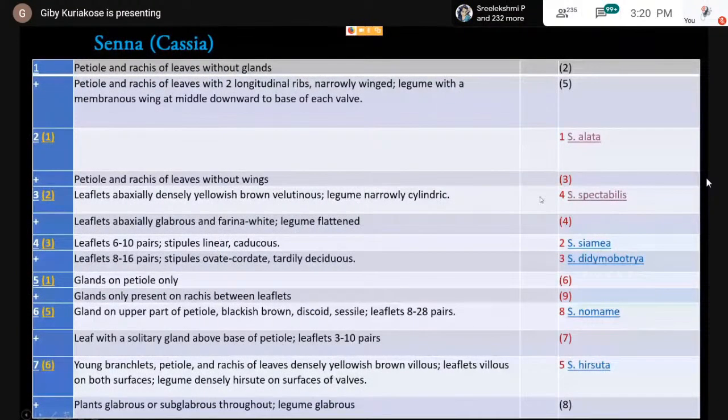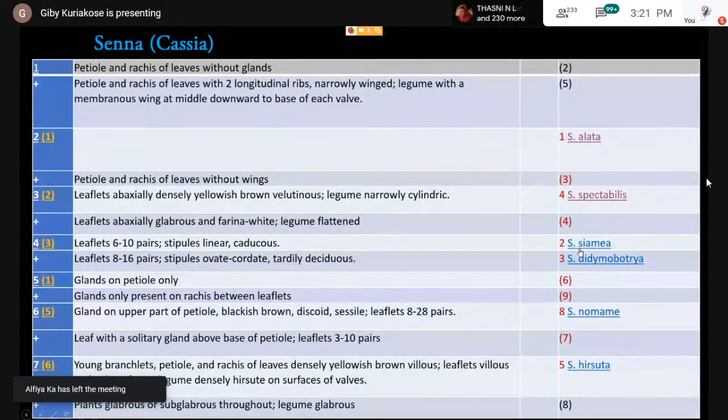Okay, if you are not getting this particular key at 4, then read under 3 plus. Leaflets abaxially glabrous. That means there is no yellowish brown velutinous covering, which is very minute. We may not be able to see yellowish brown from a distance. You may be able to see it as a fine structure. Okay, and it is glabrous, and sometimes it may be farinose, slightly whitish, legume flattened. If this is the one, then of the plant that you have got, then go to 4.